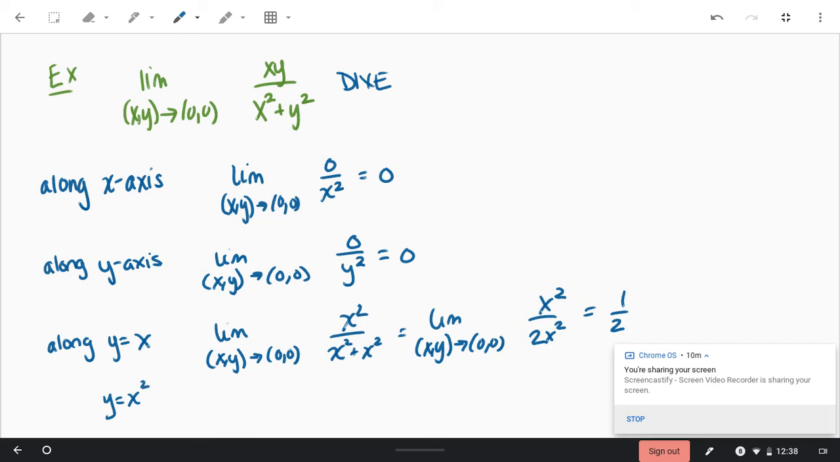Another common one would be along the line y equals x squared. Okay. If you keep getting the same thing, you can pick it, or the other possibility is that the limit does exist. Okay, and that is the limit, and that's a little bit harder to show.